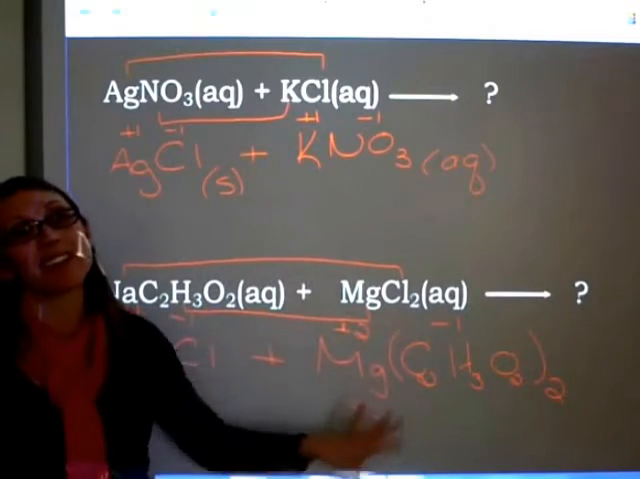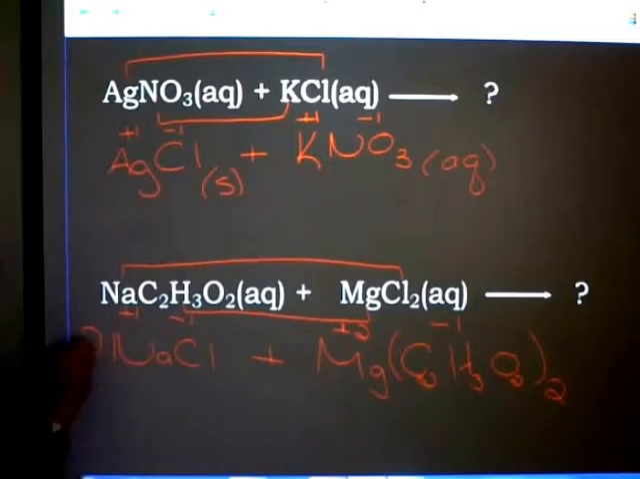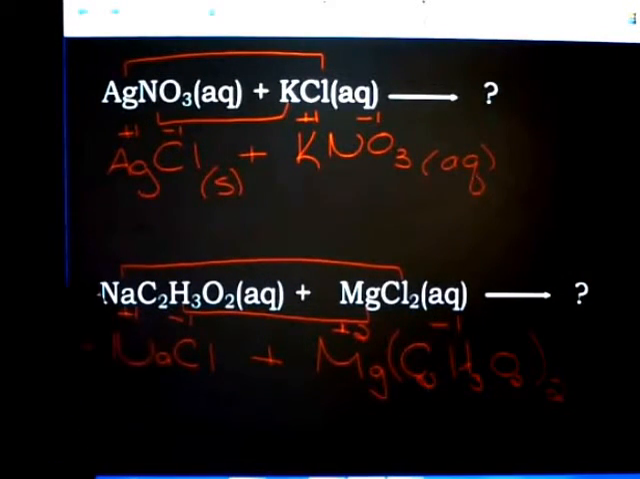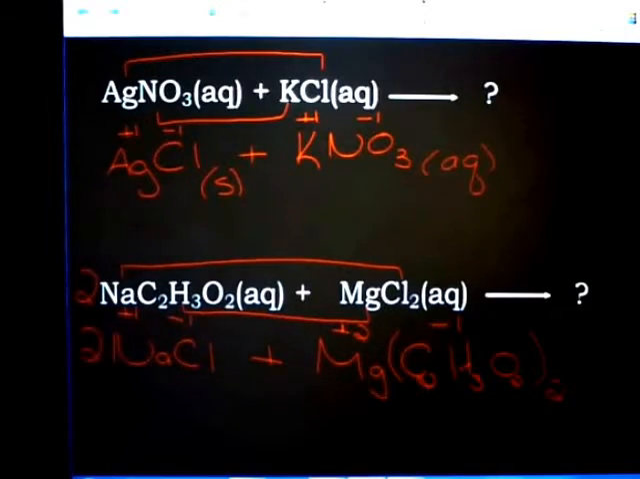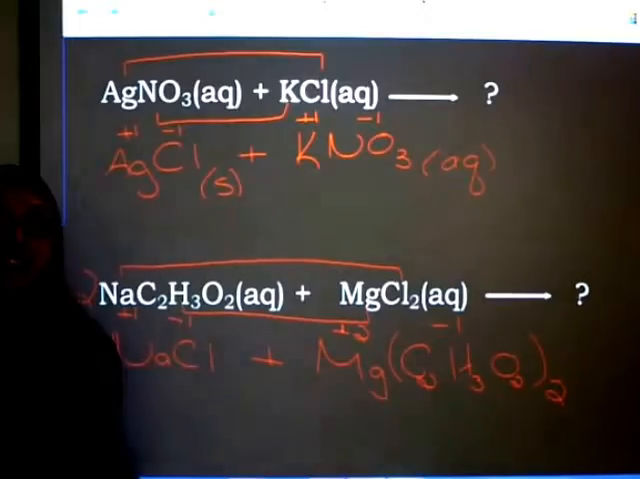Looking at this equation, it is not balanced. I've got 2 chlorines on the left, so I'll need to add a 2 in front of my sodium chloride. And then that gives me 2 sodiums. I'll need a 2 in front of the sodium as well. So I now have a balanced equation. What I'm lacking is my state symbols.